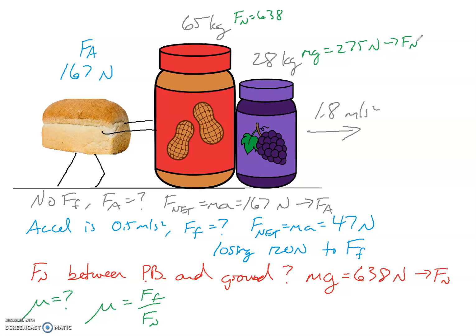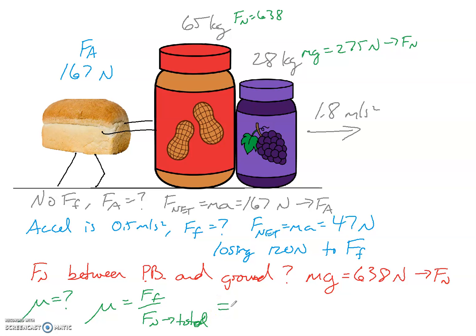So using their weights, the weight of the peanut butter is 638 going down, Fn's up 638. The weight of the jelly is 275 going down, so the Fn for the jelly is just going to be 275 going up. And since we're just going to use the same coefficient of friction for both of them, we can actually just use the total Fn, because when they're side by side on the same surface, same coefficient, they're almost like one object. So you could do them separately if you wanted to, but we're just going to do them together to make things a little bit easier.